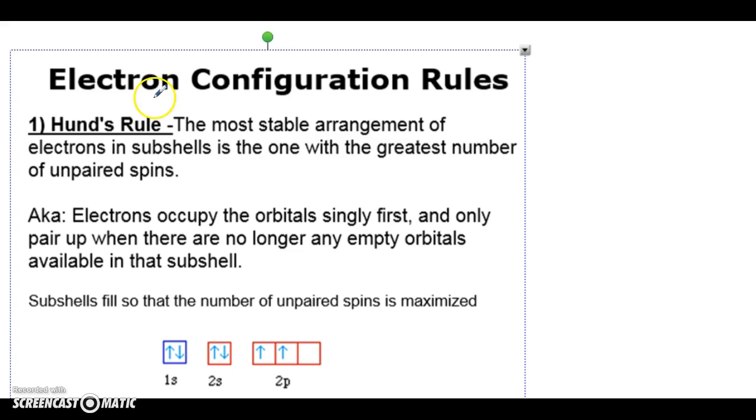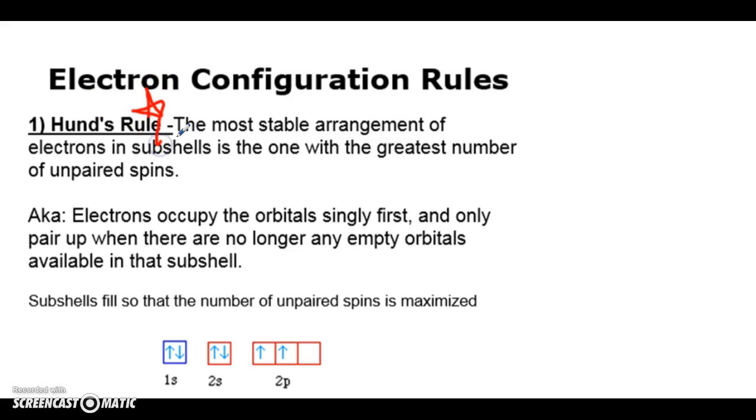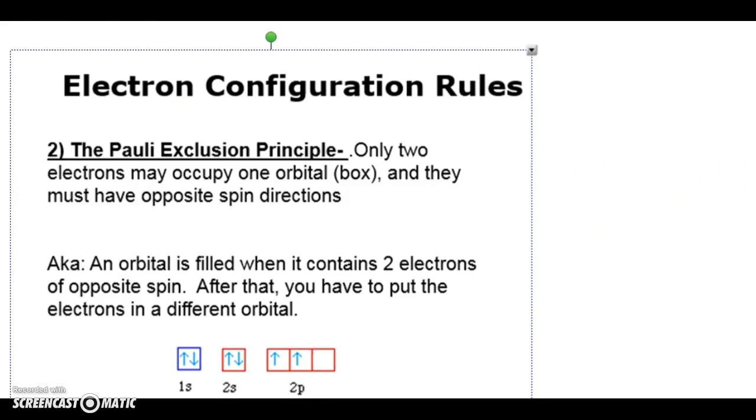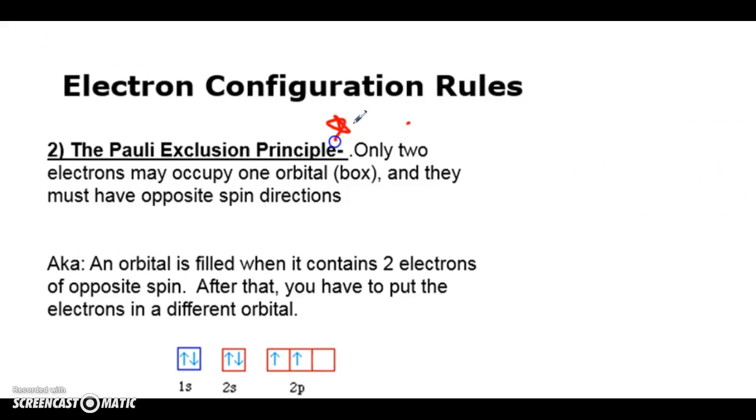All right, so we have some rules. We have Hund's rule, which says the most stable arrangement is the one with the greatest number of unpaired spins. So we looked at that in the other video. They're going to fill up singly before they start to pair up. Why? Well, they're both negatively charged, so they're going to repel each other and be as far away as possible. Make sense? Good. The other one is the Pauli exclusion principle.